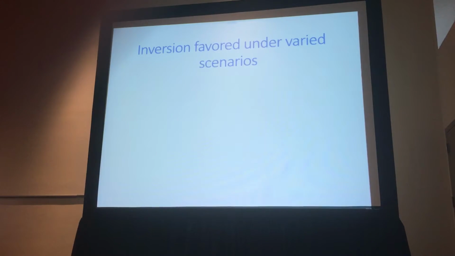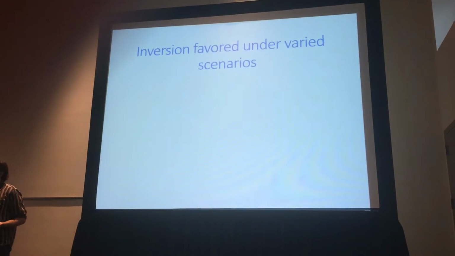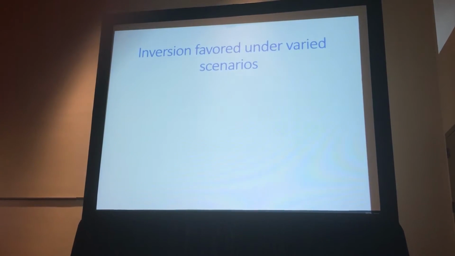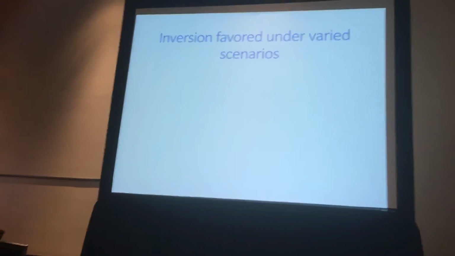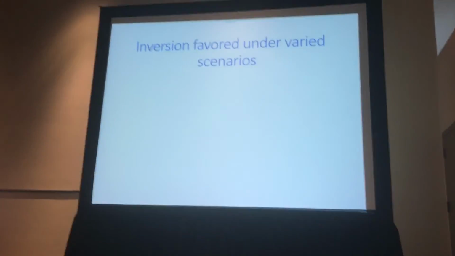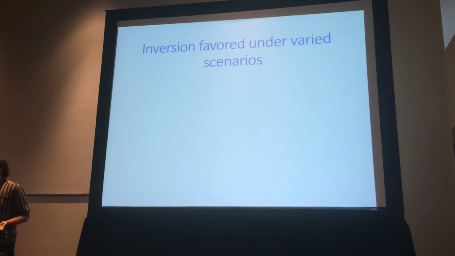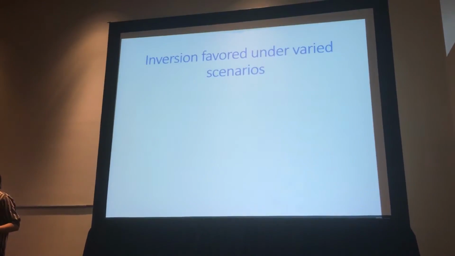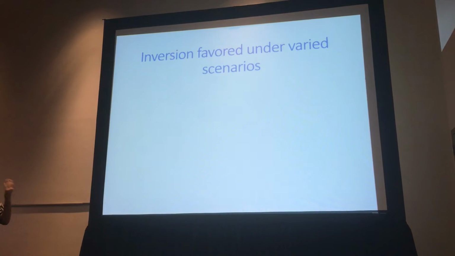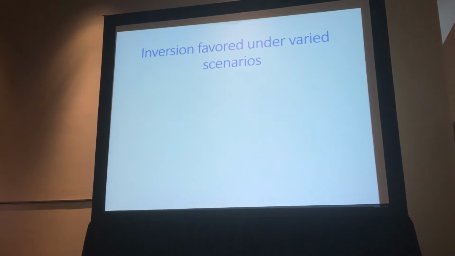So the inversion is favored under varied scenarios. And that's kind of our biggest takeaway from this: that an inversion that captures an assortative mating locus together with at least one viability locus is going to be favored under very varied scenarios. We wanted to go away from the toy model, though, and get a little bit more complex results. So we started looking at other cases.